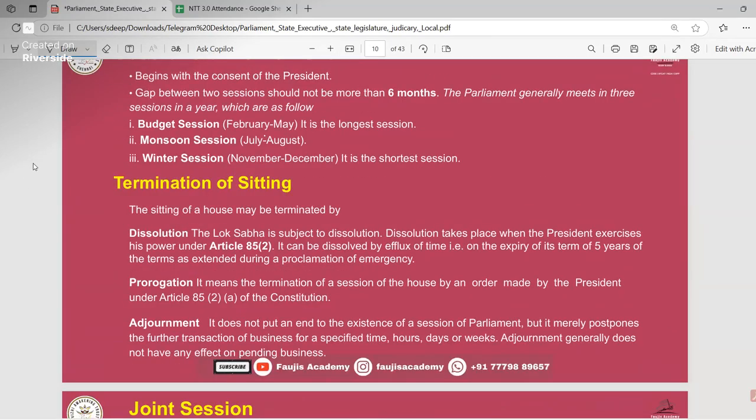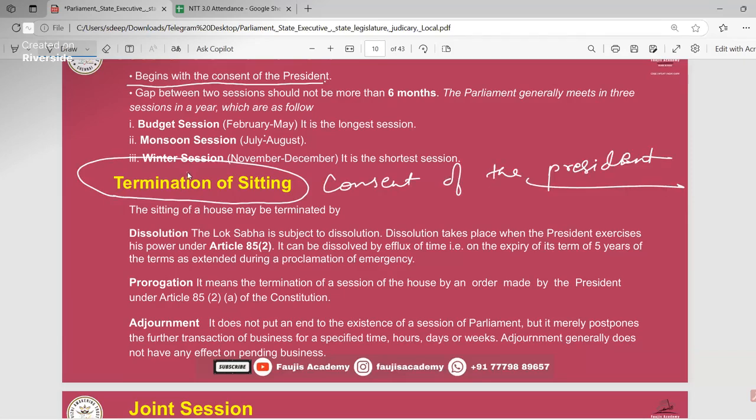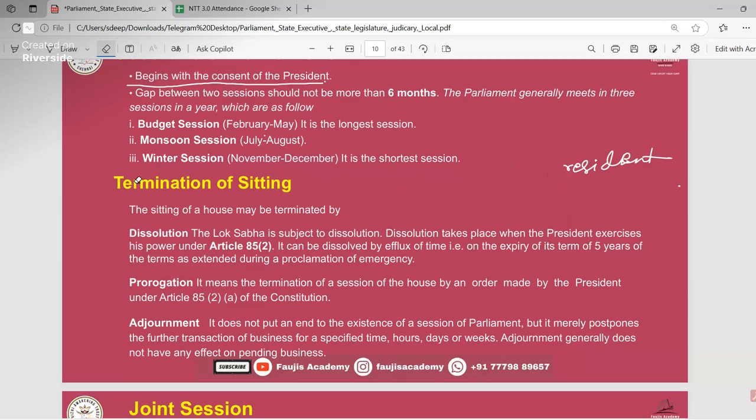Next is the termination of a sitting. For the commencement of the parliament, you need the consent of the president. Similar to that, termination of a sitting also requires the consent of the president. Under termination, you have various agendas which are followed. We'll see what the agendas are, what permissions are required, and who the approving authority is.